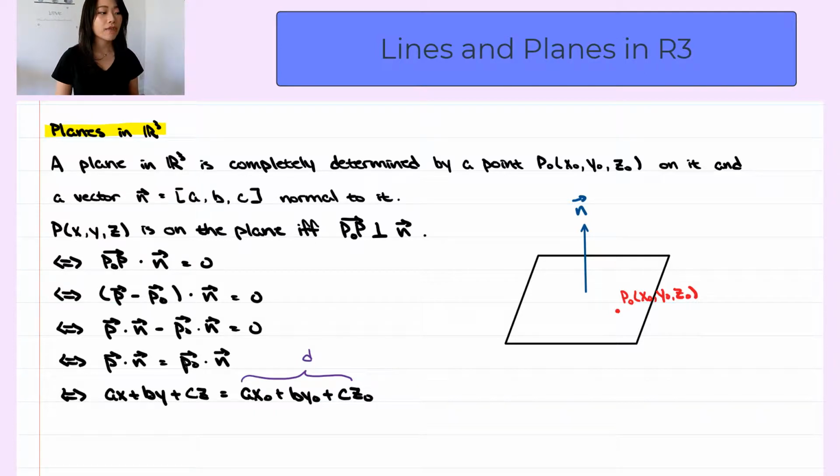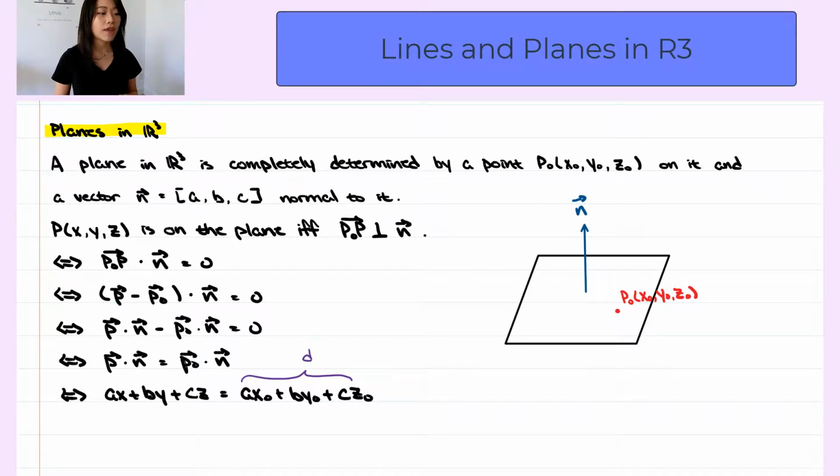And we can rewrite the vector from P0 to P as vector P, which is the vector from the origin to point P, minus vector from origin to P0. And this dot with n equals 0. Then we can distribute the dot product and rewrite that as the third equation. P dot n minus P0 dot n equals 0. Then we move the second term to the right hand side. We get P dot n equals P0 dot n.